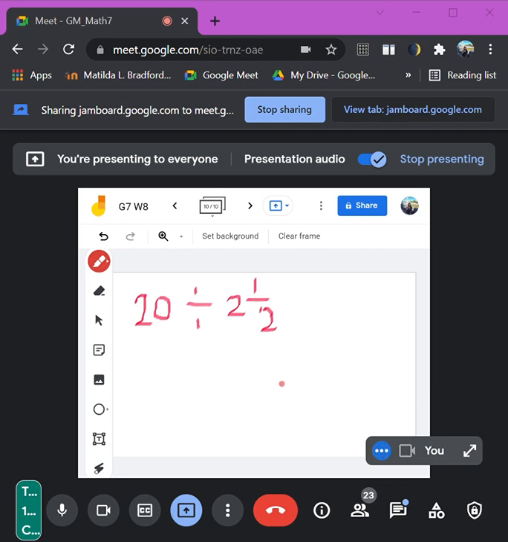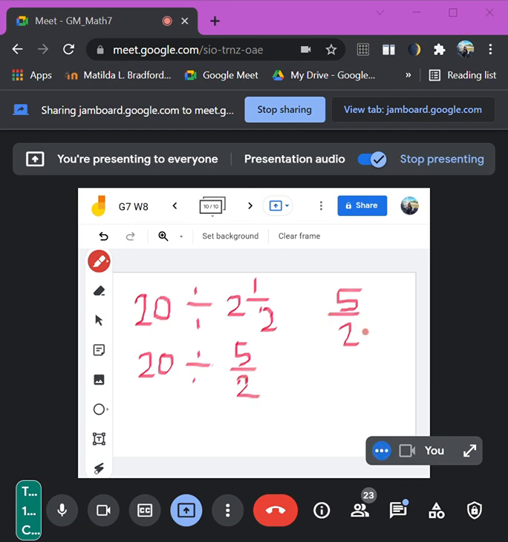So unsaon nato pag-change to improper fraction? I-multiply na ang denominator to our whole number and then i-add nimo imuhang numerator sa imuhang product. So 2 times 2 that is 4. 4 plus 1 that is 5 and then copy the denominator. So from 2 and 1/2, 5 over 2 siya into improper fraction. So mao na siya imong gamiton. Divide. So you have there 20 divided by 5 over 2.